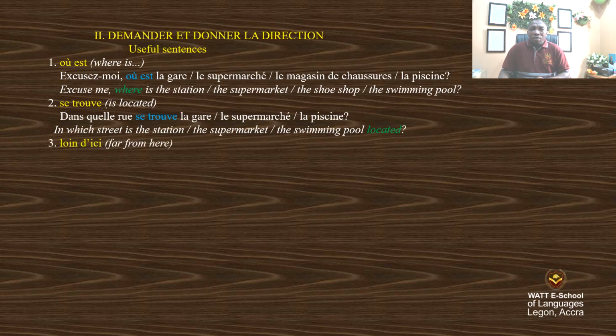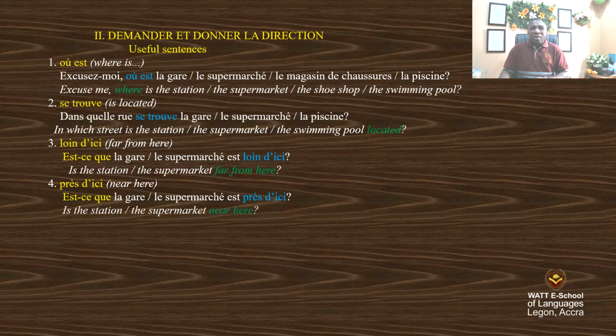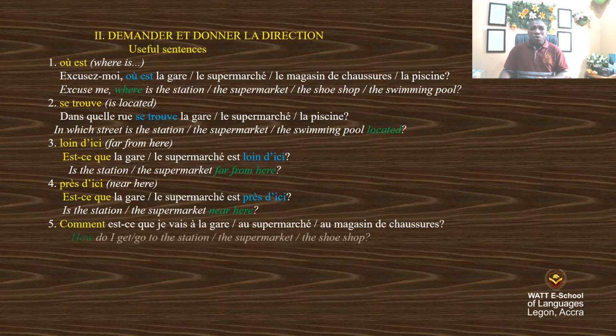Loin d'ici, far from here. Est-ce que la gare, le supermarché est loin d'ici? Is the station or the supermarket far from here? Près d'ici, near here. Est-ce que la gare, le supermarché est près d'ici? Is the station or the supermarket near here? Comment est-ce que je vais à la gare, au supermarché, au magasin de chaussures? How do I get to the station, the supermarket, the shoe shop?